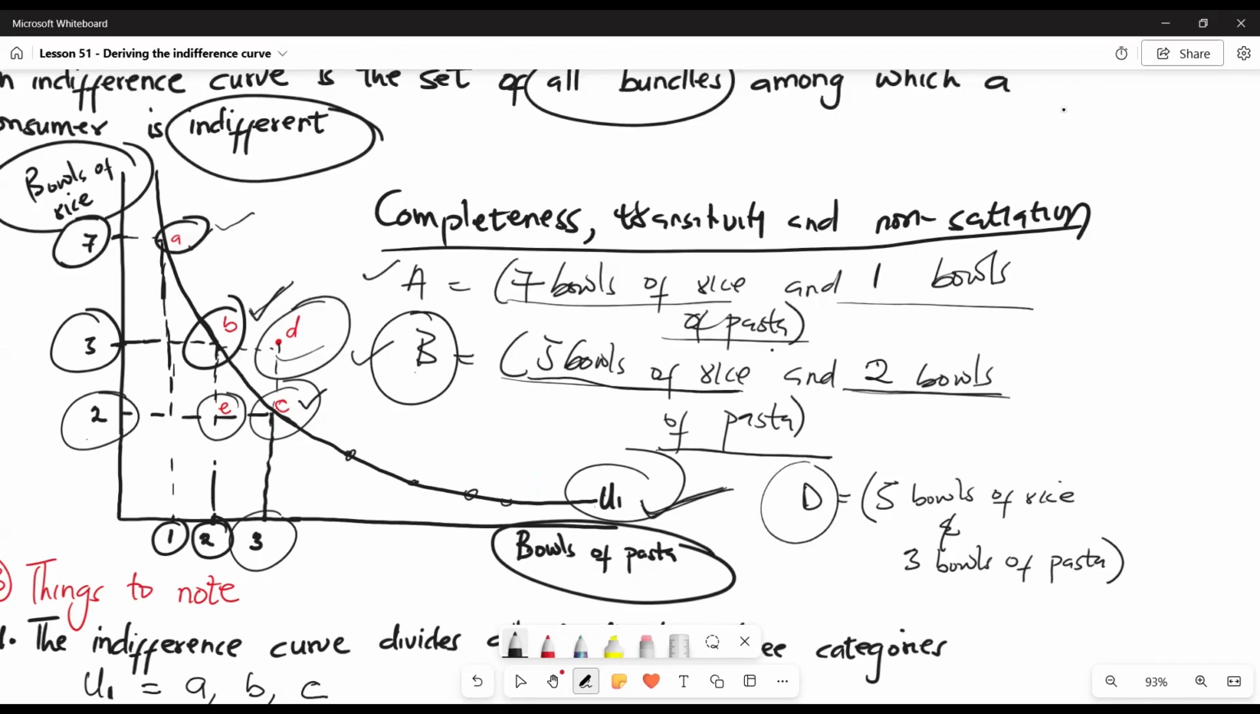Now, if you look at bundle D, 5 bowls of rice and 3 bowls of pasta are included in this bundle. So the bowls of rice is exactly the same as in bundle B, but then the bowl of pasta is one more in bundle D. So because of the non-satiation assumption, if D has more bowls of pasta than B has, then D should be preferred to bundle B. In this case, that is why D is preferred to bundle B or bundle A or bundle C or any other bundle on indifference curve U1.